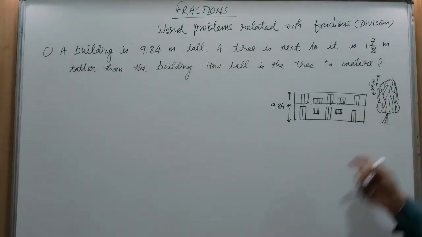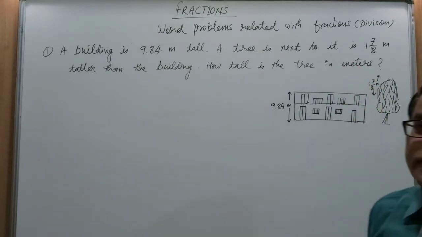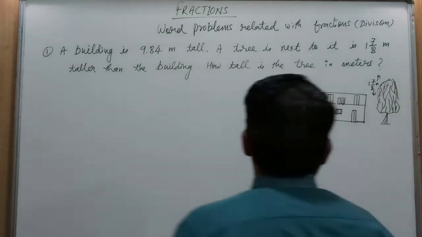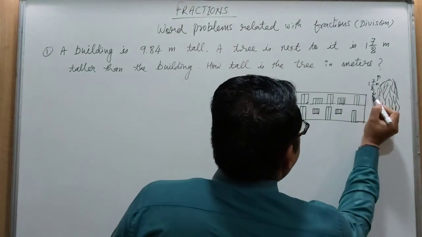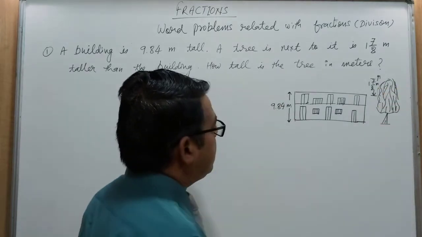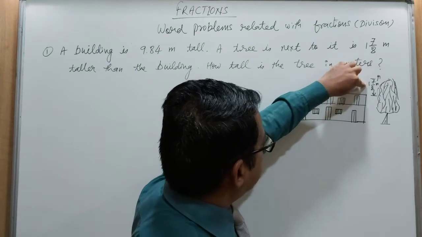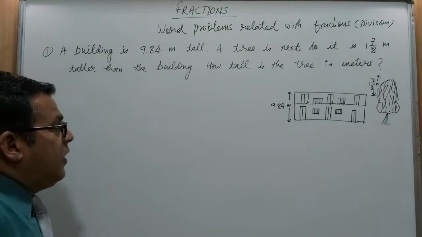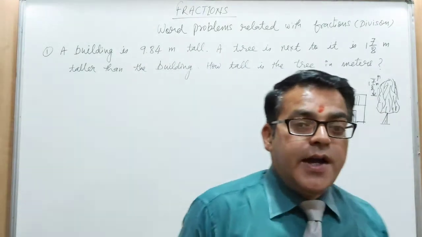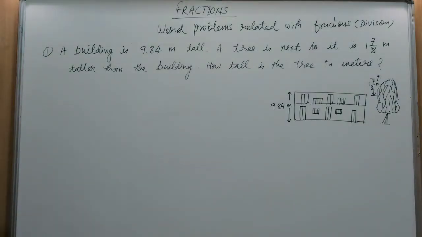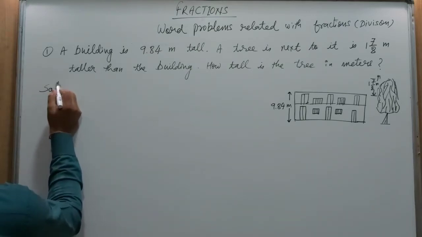So here is a tree, and it is given that this tree is one whole 7 by 8 meters taller than this building. It means from this point to the top of the tree, that is this point, the distance is one whole 7 by 8 meters more. Now the question is, find the height of the tree. It means how much taller the tree is; you need to find the height of the tree. So how can we find it? Now I am solving this question.